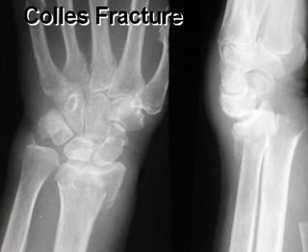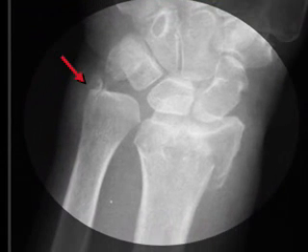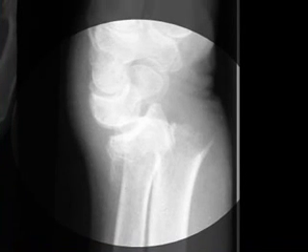This is an example of a Colles fracture. On the frontal view, you can see the slightly impacted fracture of the distal radius. The red arrow is pointing to a fracture of the ulnar styloid. On the lateral view, you can see the fracture of the distal radius with dorsal or posterior angulation.